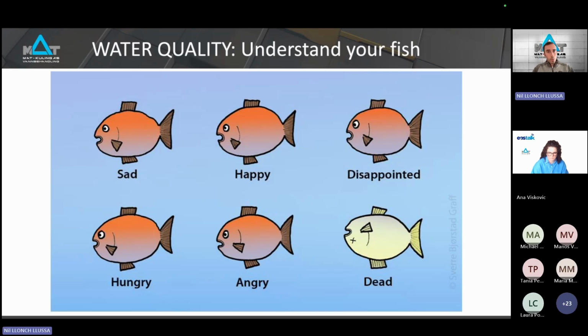So starting the topic, water quality. Understand your fish. As this picture represents, it's very hard to tell how a fish is feeling until it's really struggling for its health and, for example, breathing heavily. And from this moment to becoming dead, it's a very short period. Therefore, it's very important to monitor your water quality and to keep your parameters in check.